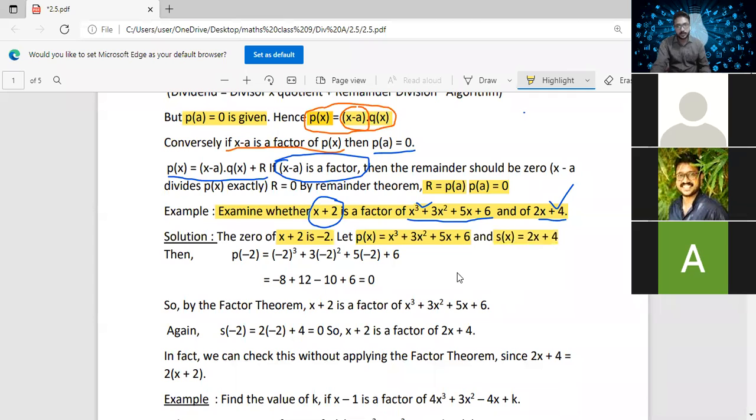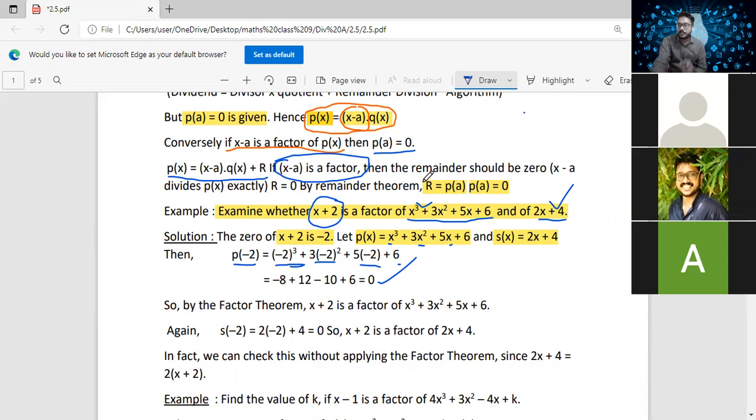Clear? Now what are we going to do? We are going to substitute the value minus 2 instead of x in the first polynomial p of x. So everywhere you see x, you write minus 2. So what do we get? P of minus 2 is equal to minus 2 cubed plus 3 into minus 2 whole squared plus 5 into minus 2 plus 6. When we solve that, we get P of minus 2 is equal to 0.